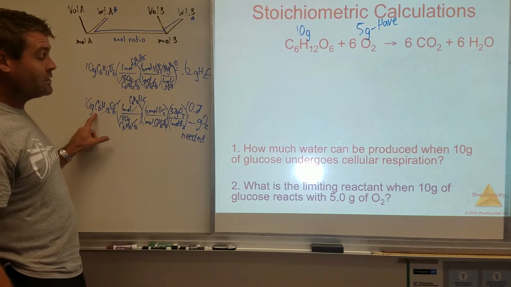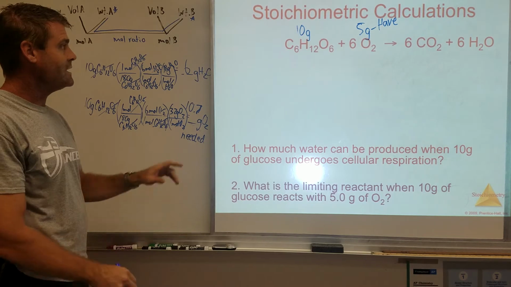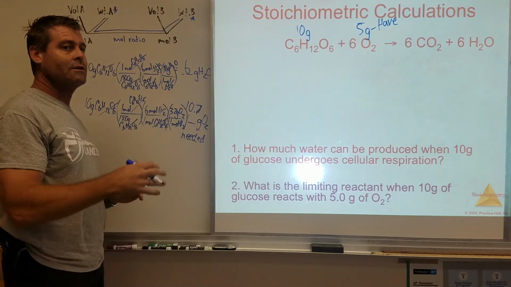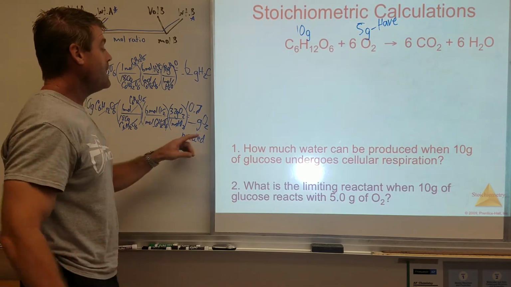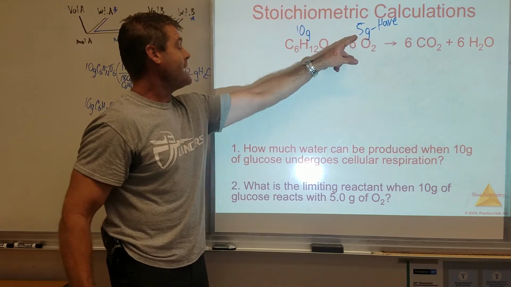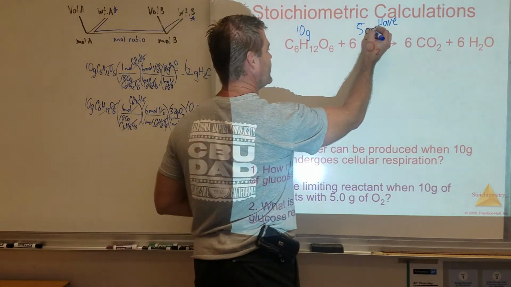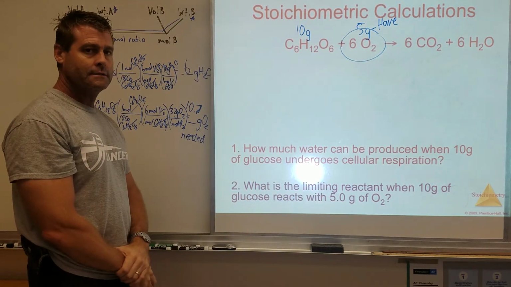For all my glucose to be used up, I would need 10.7 grams of oxygen. But I only have 5 grams. What's going to happen, guys? The oxygen is going to run out first, right? Because once the 5 grams are used, I'm still going to have some glucose left over. So the reality is, guys, that is my limiting reactant. Okay.